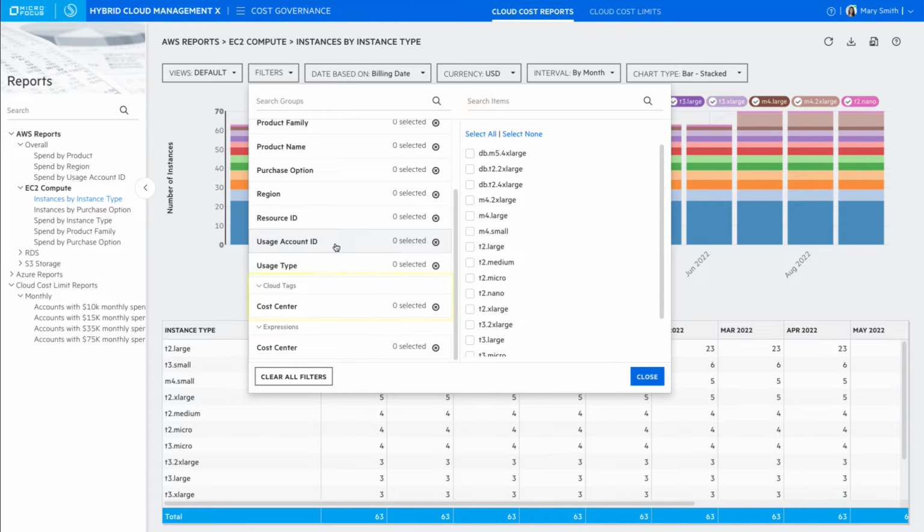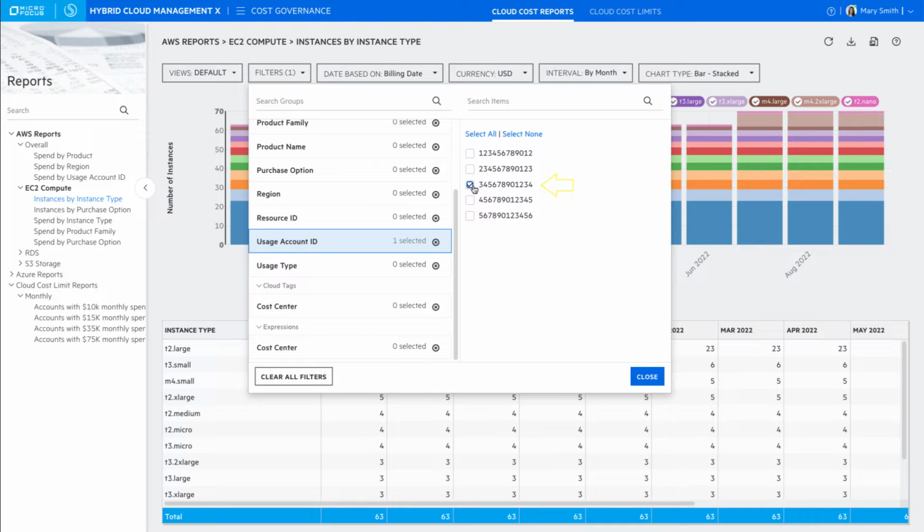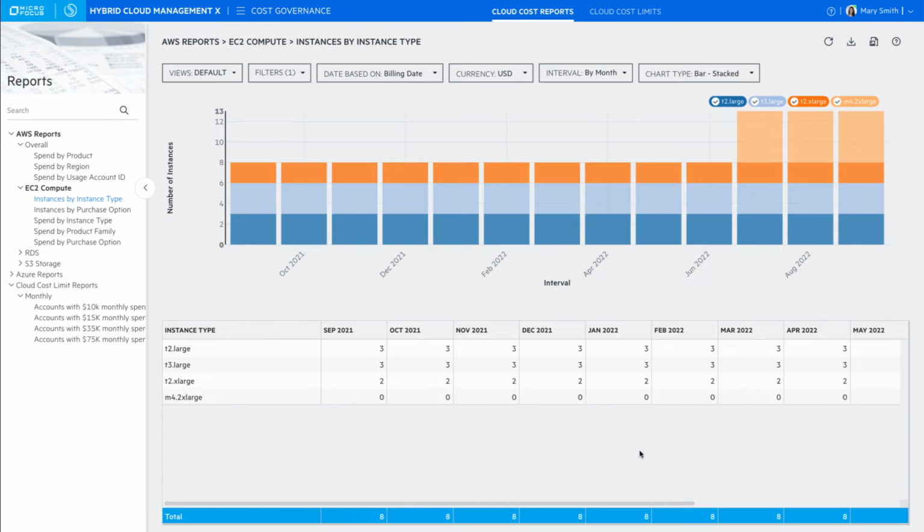In our example here, the filter for cost center is in fact tag-based. Now I'm going to use usage account ID here to contextualize the report for cloud account 3456, and now we see that in July, the team that owns this account started using 5 very expensive M4 double extra large instances. So we can now go to the team that owns this account and work with them to figure out if they really need to be using such an expensive resource type on an ongoing basis.